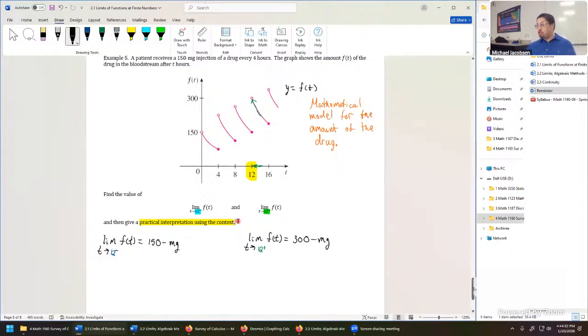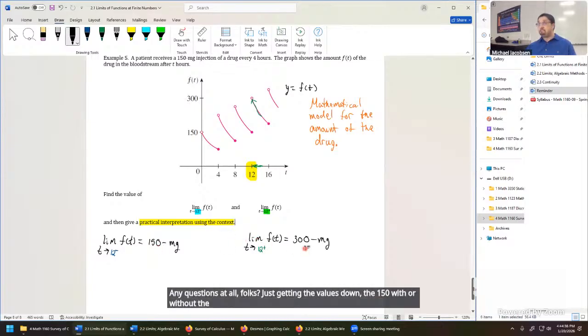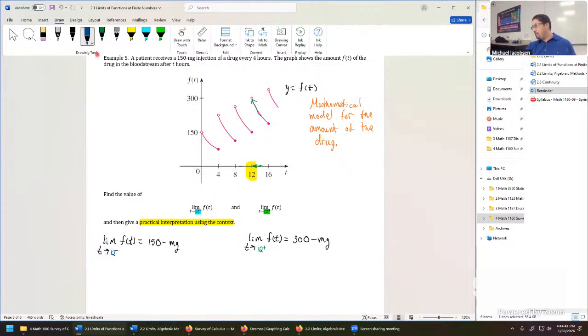Any questions at all, folks? Just getting the values down, the 150 with or without the unit and the 300. Okay, actually I wanted to leave that there just to convey how we got those values.